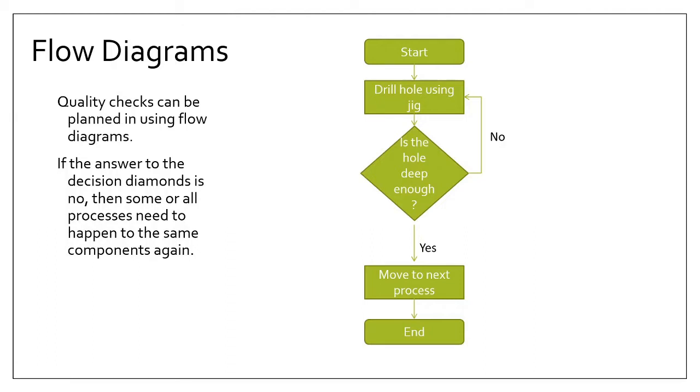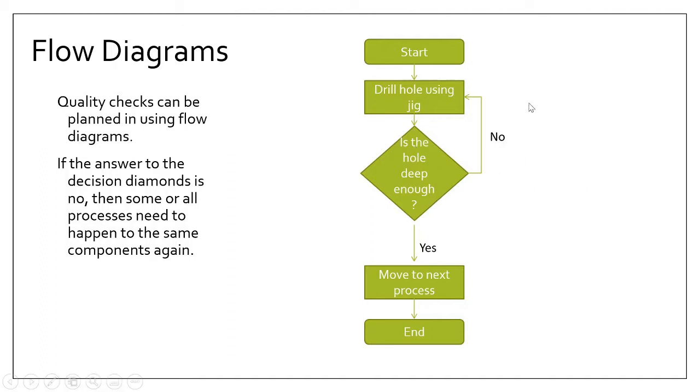The action then is drill a hole using a jig. So that's the action that's done. The next one, which would be your quality control check, is: is the hole deep enough? Anytime there's any check or decision, that's in what's called the diamond shape. If you do electronics, this will be very familiar to you. Obviously you'll have a lot more, this is a very basic flow diagram. So quality control check: is it deep enough?